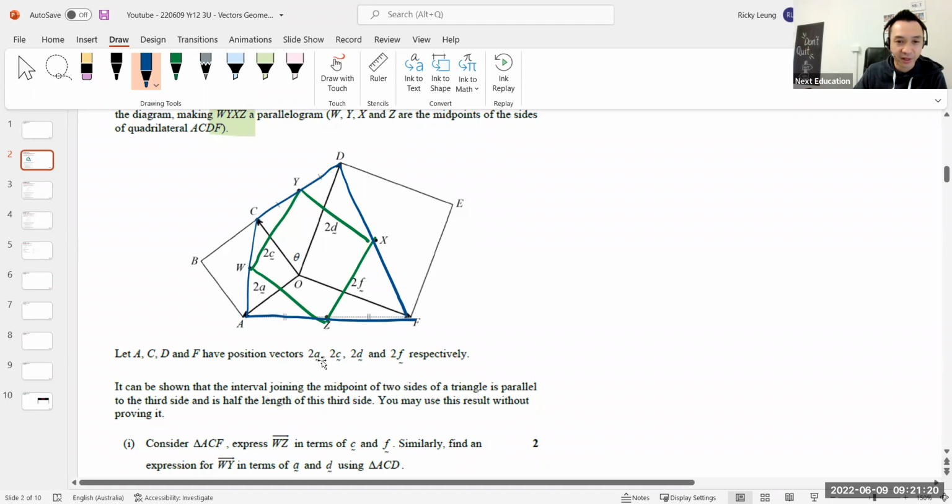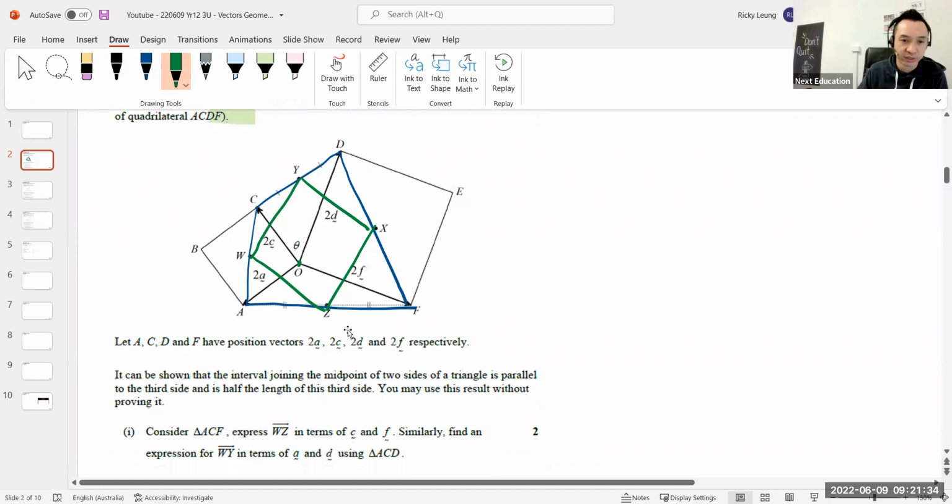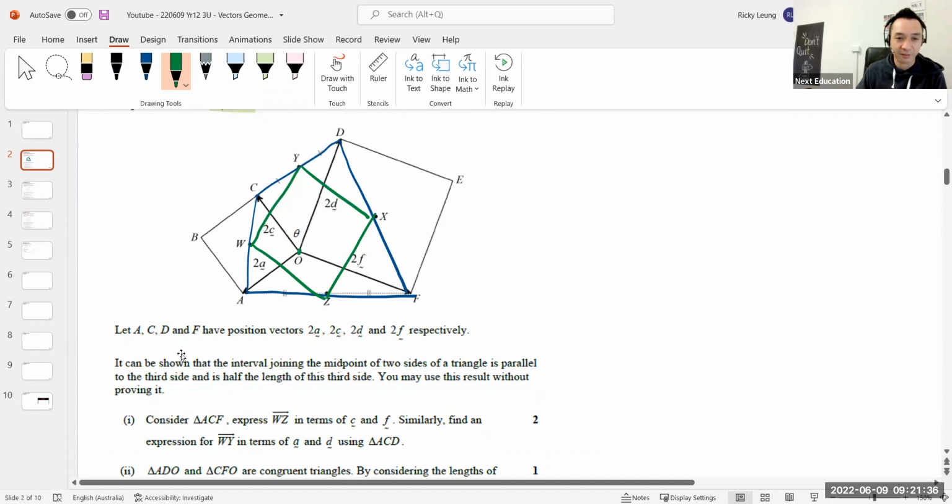What else do we know? A, C, D, F have position vectors. To be ultra clear, O is the center and all the vectors spawn from O. So A, C, D, and F all have 2a, 2c, 2d, 2f as their position vectors. Now this paragraph is quite important.